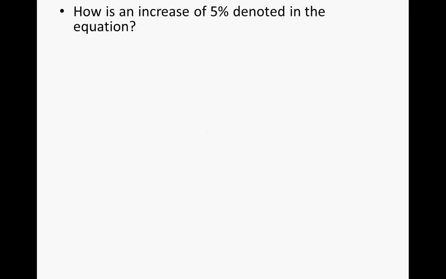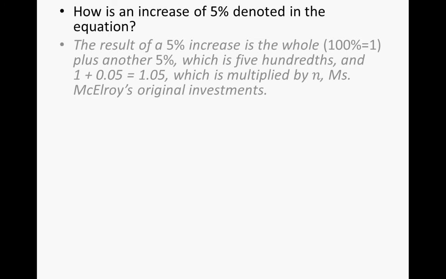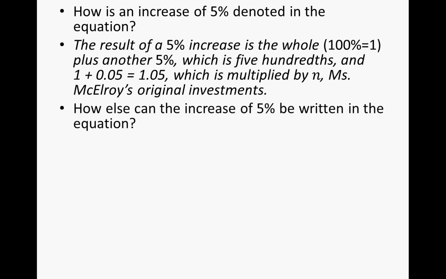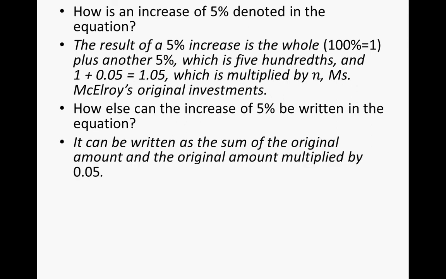So how is an increase of 5% denoted in the equation? Well, the result of 5% increase is that the whole, which is 100%, which is equal to 1, plus another 5%, which is 5/100. And so 1 plus 5/100 is 1 5/100, which is multiplied by n, and Mrs. McElroy's original investment. So how else can the increase of 5% be written in the equation? Well, it can be written as a sum of the original amount and the original amount multiplied by 5/100ths.